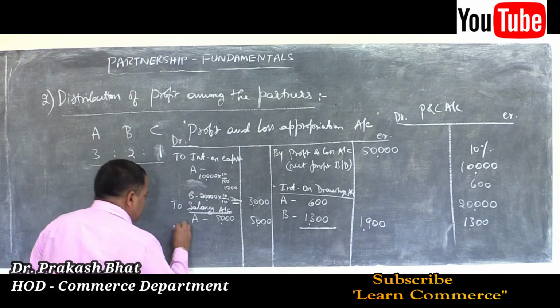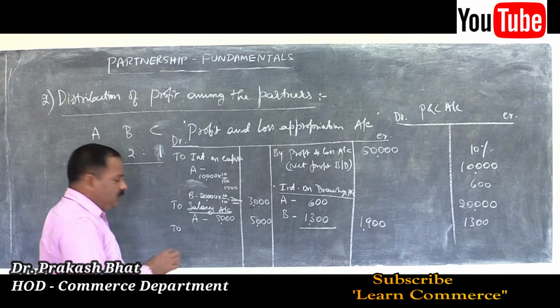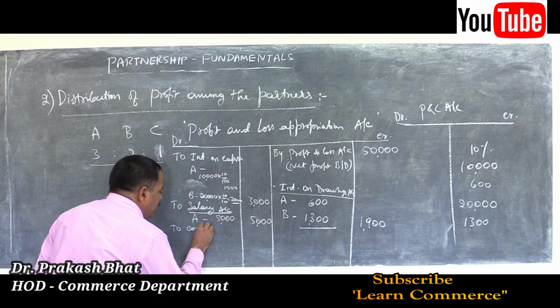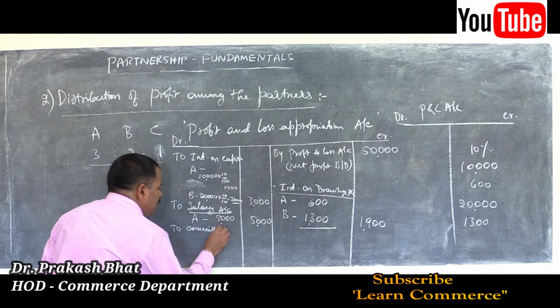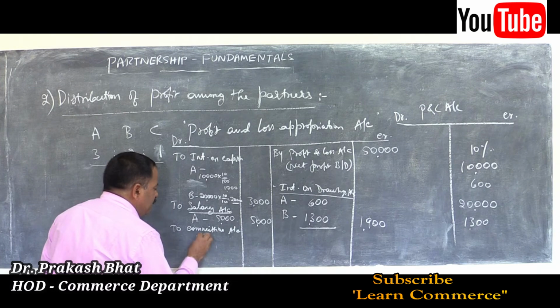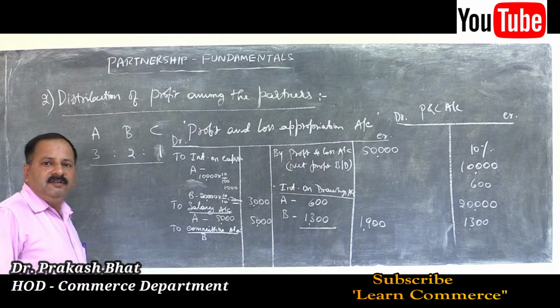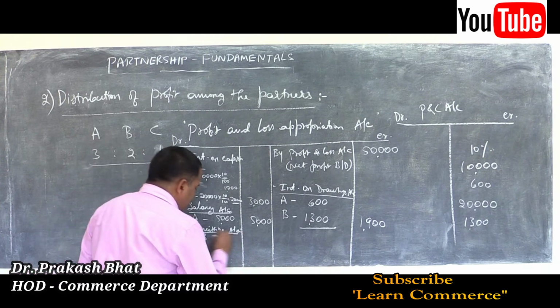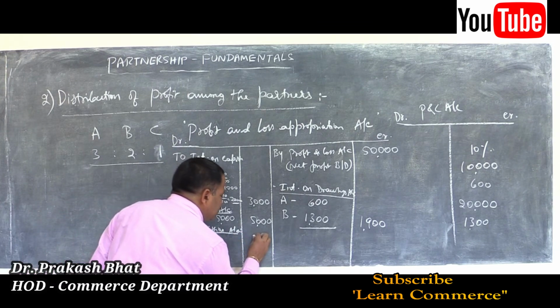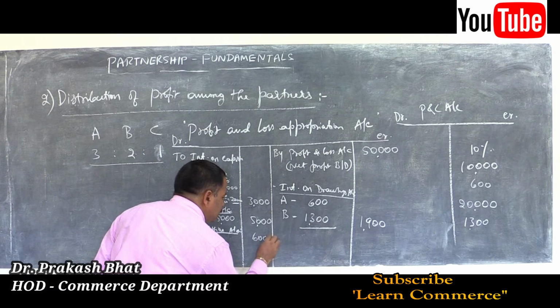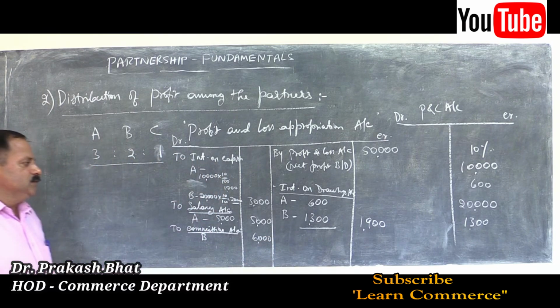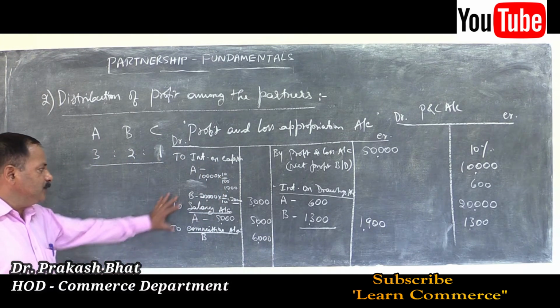Then there may be some other items like commission payable to the partner, commission account only to B. Let us assume commission payable is 6,000 per annum. So this is what we have to do.